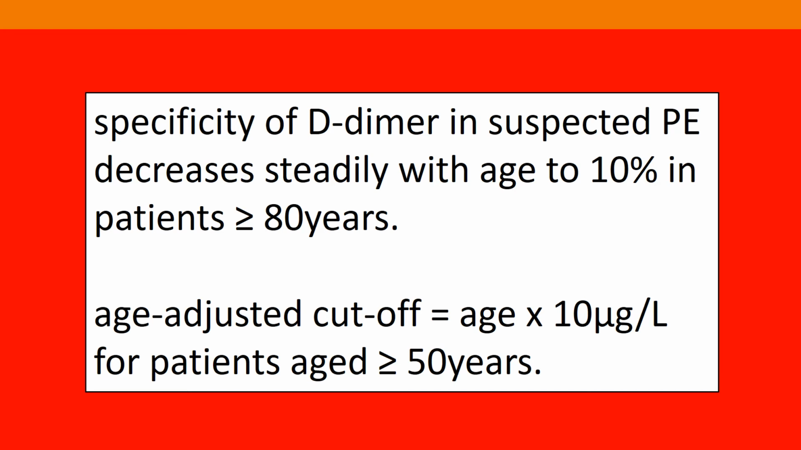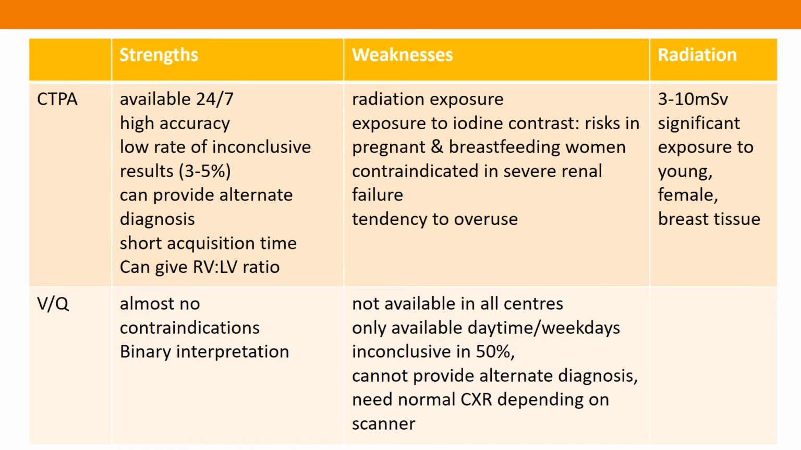And this is where basically the age-adjusted cutoff is the age times 10 micrograms per litre for patients aged greater than 50. So, for example, if you have a patient who's 80, their cutoff D-dimer becomes 800 rather than often the standard 250 or 500. And this can be quite useful in helping us to risk stratify and avoid us over-investigating and giving the risk of contrast to patients that don't actually need imaging.